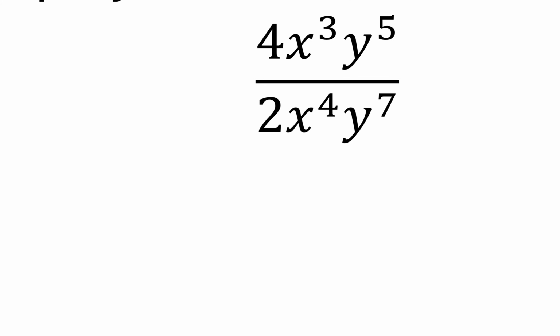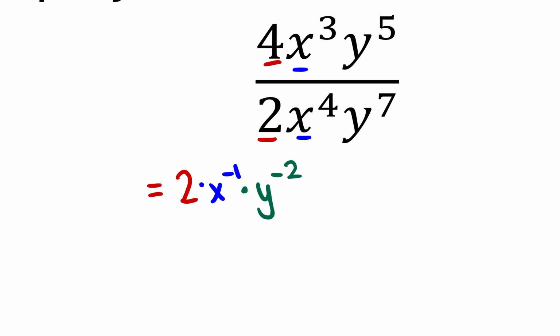Again, I have division right here, and I begin by dividing the coefficients. I have 4 divided by 2. That's going to give me positive 2. I then divide the x's. I have x to the third divided by x to the fourth. That's going to be x to the negative 1. Then I have times y to the, we have to the fifth power divided by y to the seventh power. So that's going to turn into negative 2.